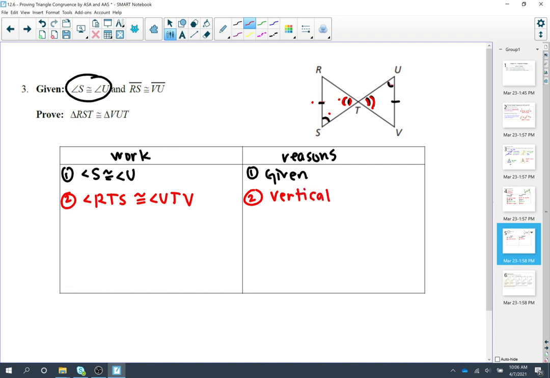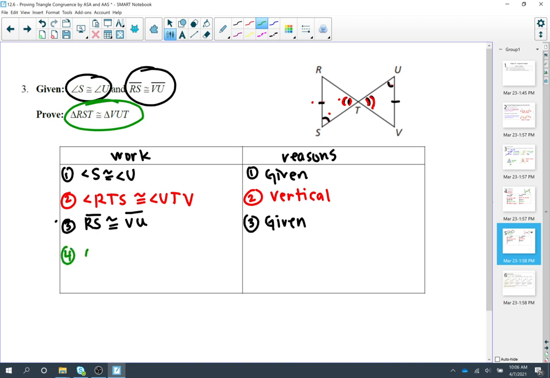So now we have angle in step 1, angle in step 2, which means in step 3, we need a side. So I'm going to go back up here, and I'm going to say that RS is congruent to VU, and that is from the given. So now I have angle, angle, side. So now, in step 4, we can state that triangle RST is congruent to triangle VUT, and the theorem we used was angle, angle, side.